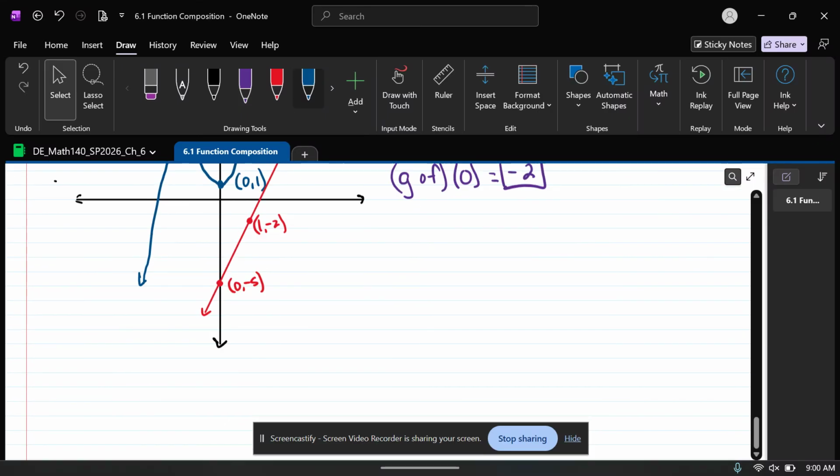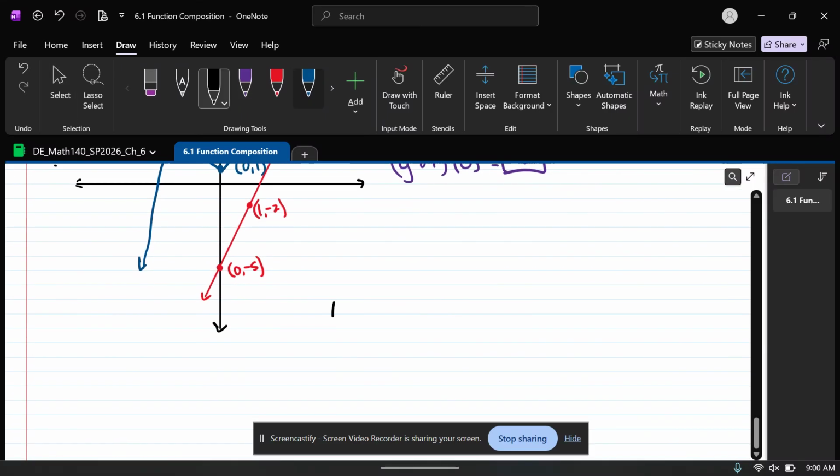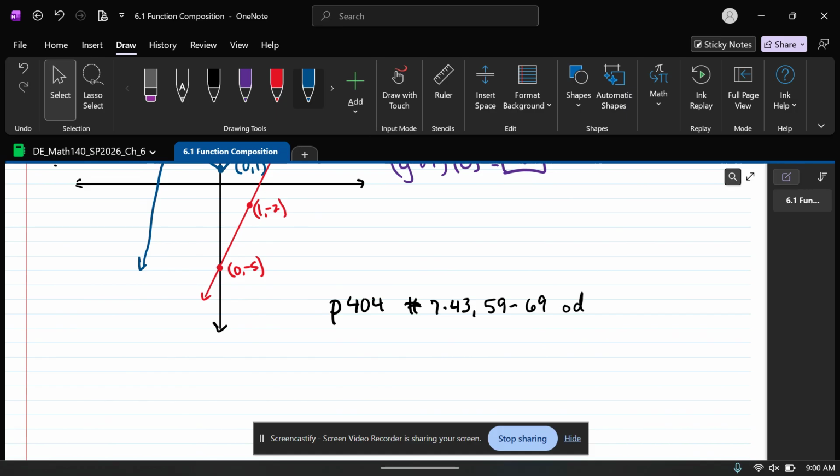Practice problems on page 404, numbers 7 through 43. Then we skip a few and go to 59 through 69. Odds on all of those. But that gets you a good bit of practice. There's a lot of different ways they ask questions on this stuff, so make sure you go through those today and tomorrow to get that stuff ironed out. Most of us don't have a ton of experience with composition.